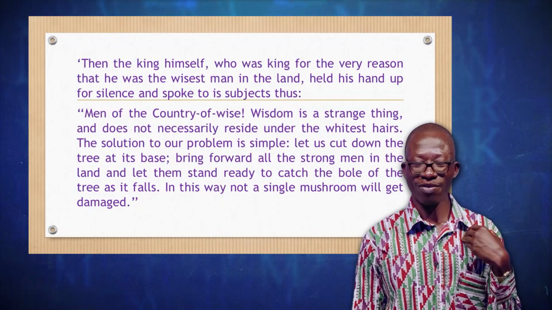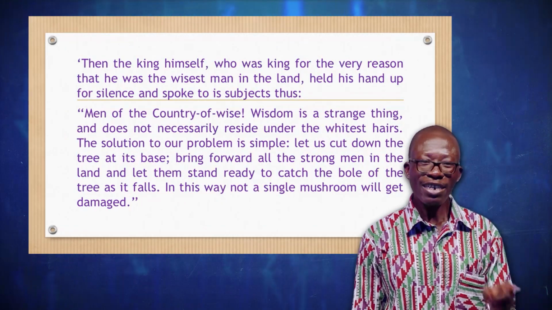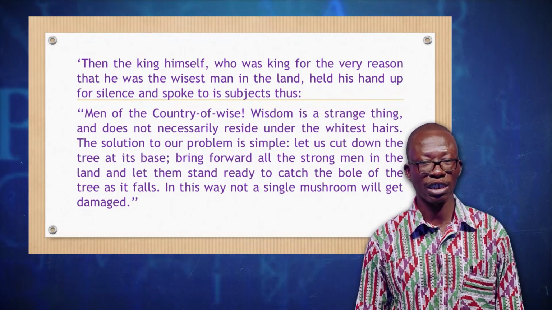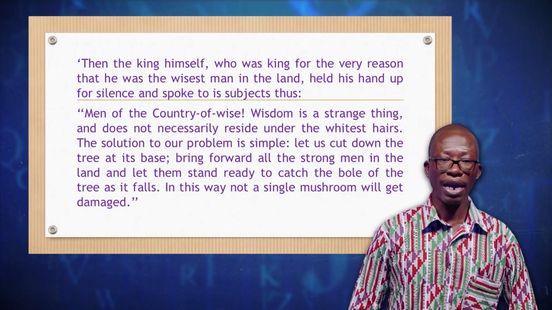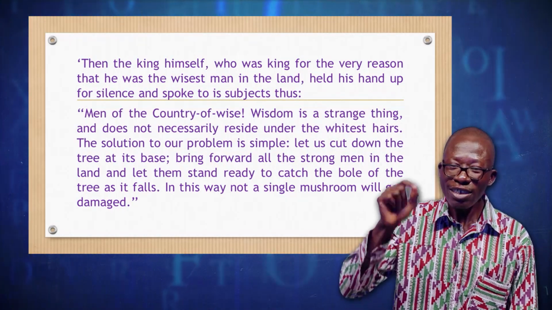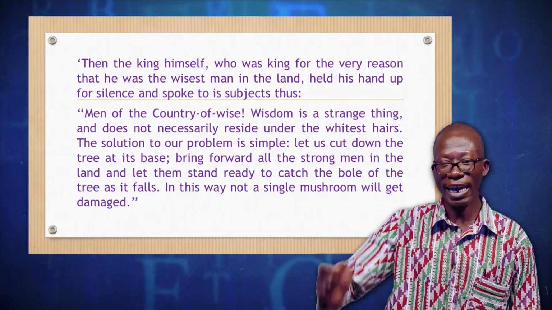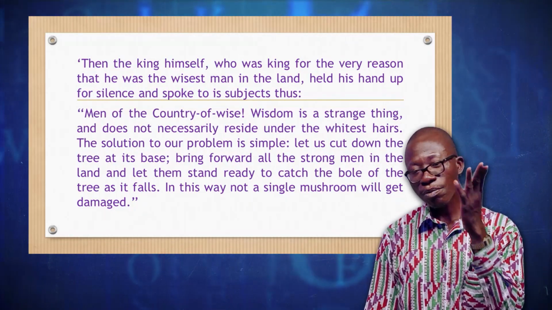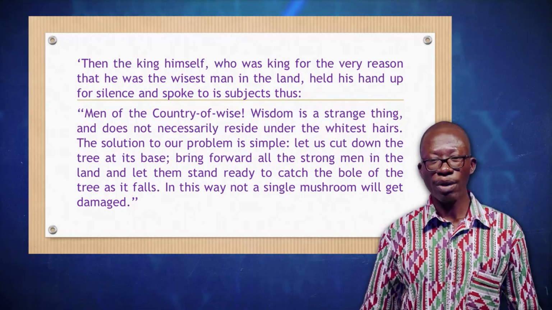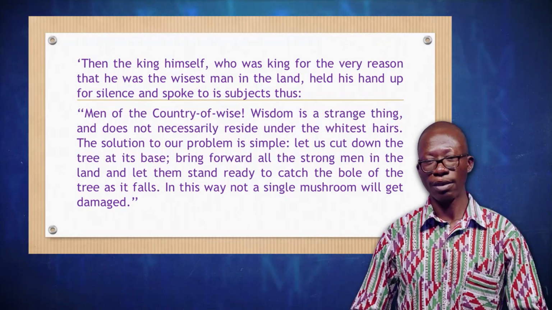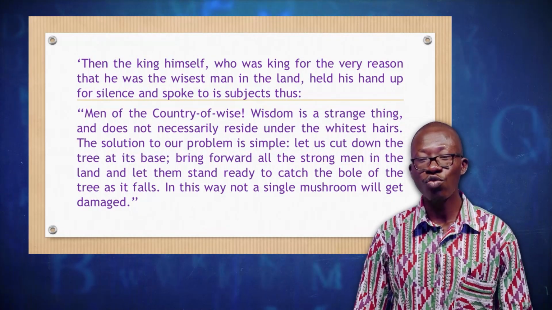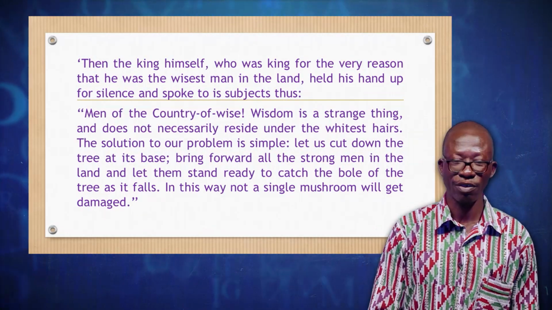Then the king himself, who was king for the very reason that he was the wisest man in the land, held his hand up for silence and spoke to his subjects thus: "Men of the country of wise, wisdom is a strange thing and does not necessarily reside under the wisest head. The solution to our problem is simple. Let us cut down the tree at its base, bring forward all the strong men in the land, and let them stand ready to catch the bough of the tree as it falls. In this way, not a single mushroom will get damaged."